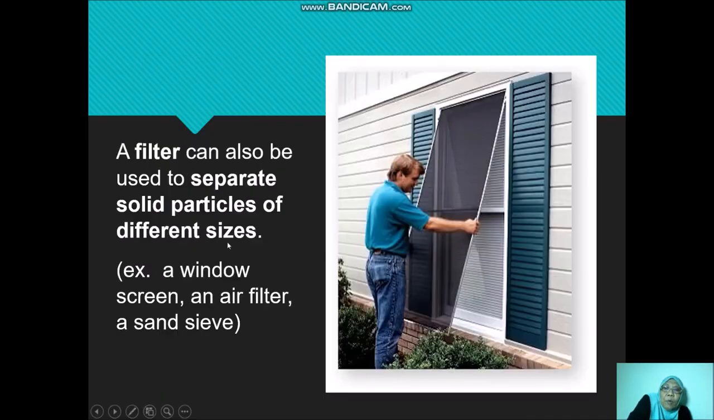In daily life also, people use it to separate solid particles of different sizes. Here you can see, right, to separate solids that come through a window like this. Examples are a window screen, an air filter, and a sand sieve.